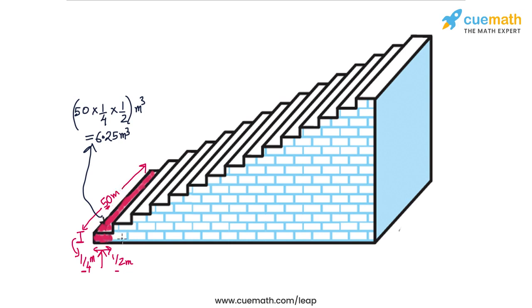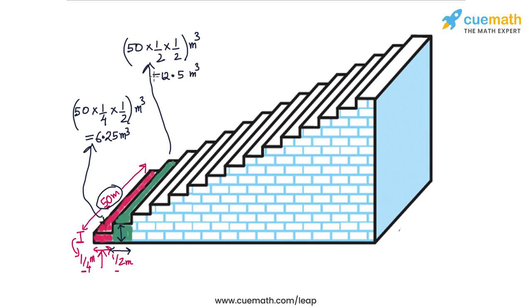Now I want you to focus your attention on the second step. So what are the dimensions of the second step? Here I've again highlighted it for you. So the width of the second step will be 50 again, because that's constant, and the horizontal extent of this step will be 1/2 again. But what will be the height of the step? The height of the first step is 1/4. So the total height of the second step will be 1/4 plus 1/4 or 1/2. So the total amount of concrete for the second step cuboidal structure will be 50 into 1/2 into 1/2. That's 50 into 1/4 or 12.5 meters cube. So this is the volume of the second step.